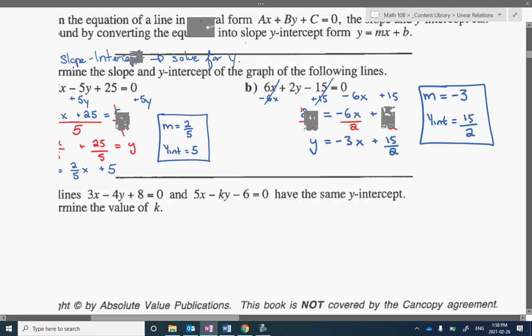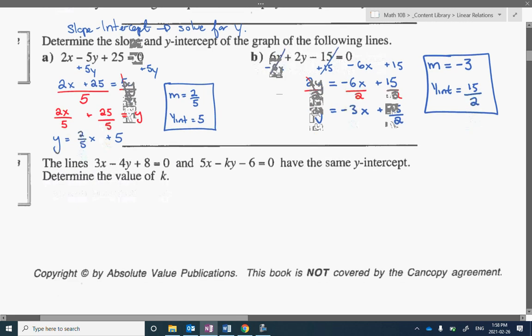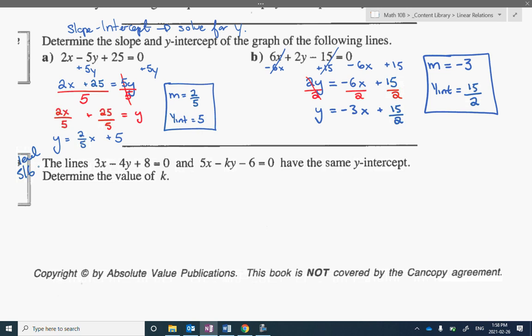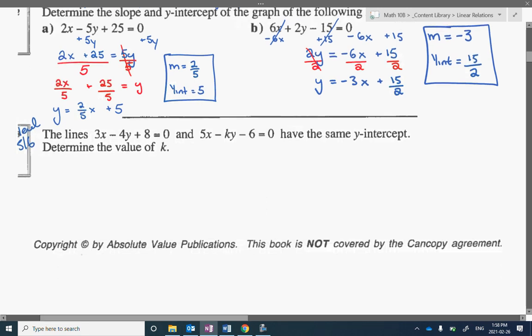Okay, so this next question is a really good level 5-6. We have 2 lines and they have the same y-intercept. Determine the value of k in our second equation. So really good, just have it to be in. When in doubt, solve for y. So if you read a question and you're like, what? Solve for y.